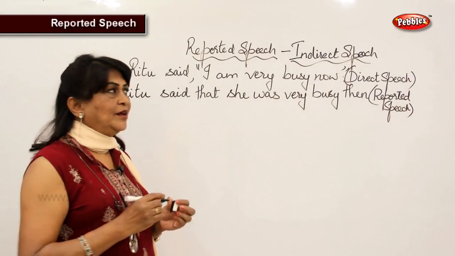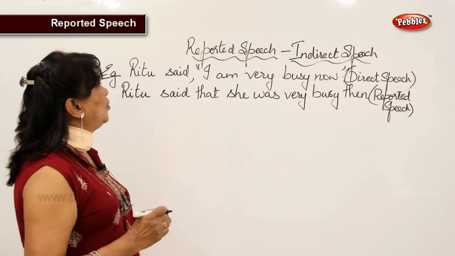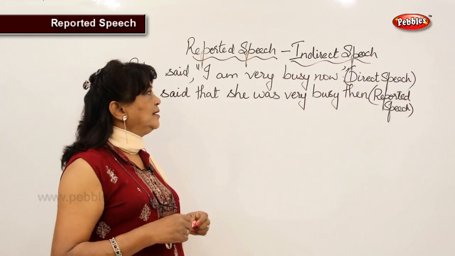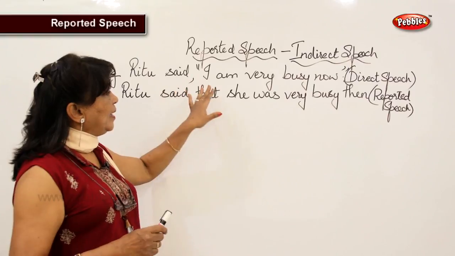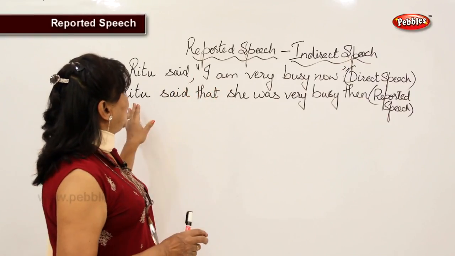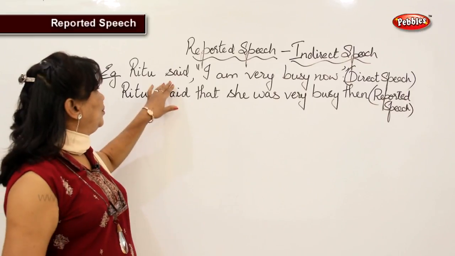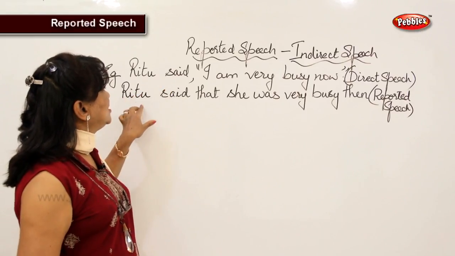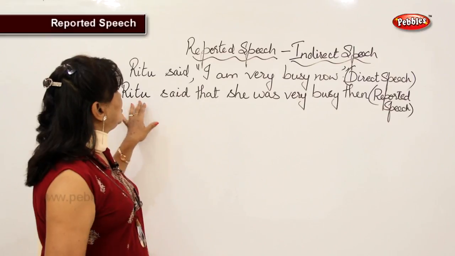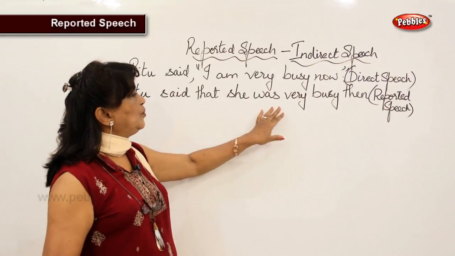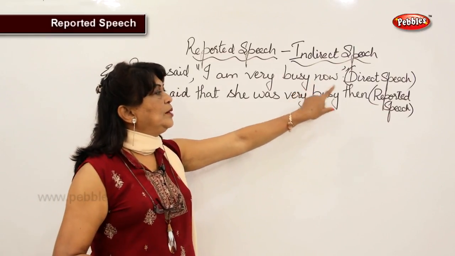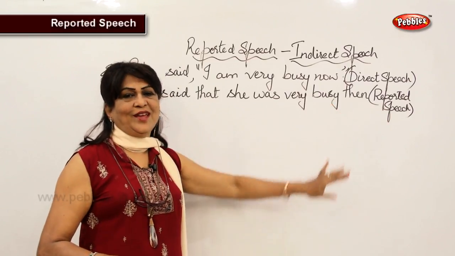Do you understand now how I have reported what Ritu has said? Ritu said, I am very busy now. But when we report, we have to check the tense of the verb before the quote and then use the same tense throughout. Ritu said that she was very busy, now will become then. Okay.